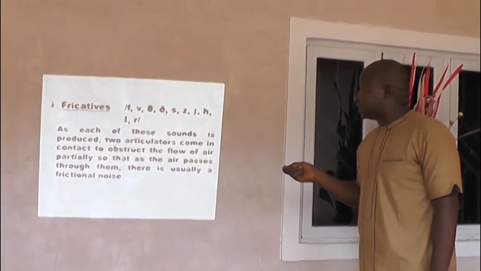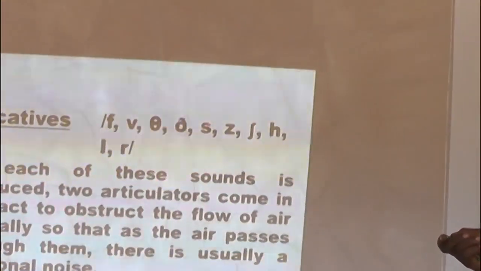Now the next one is sa sound, s. The one that follows is z, za sound. While this is voiceless, this one is voiced. Now the next one is sh, sha sound, like you have in she, is voiceless. We have ha sound, like you have in hen, which is voiceless.